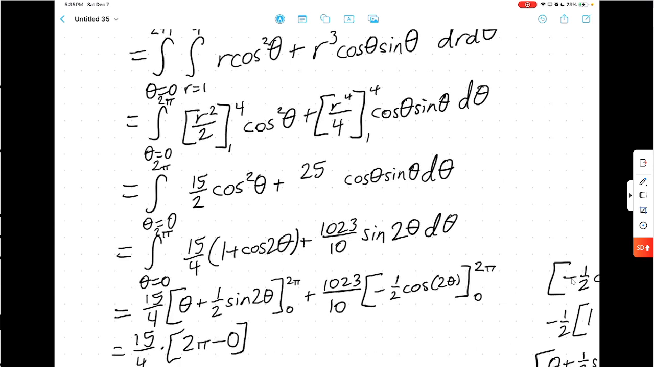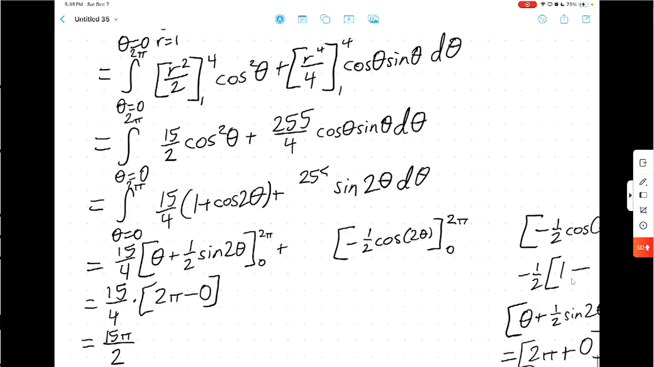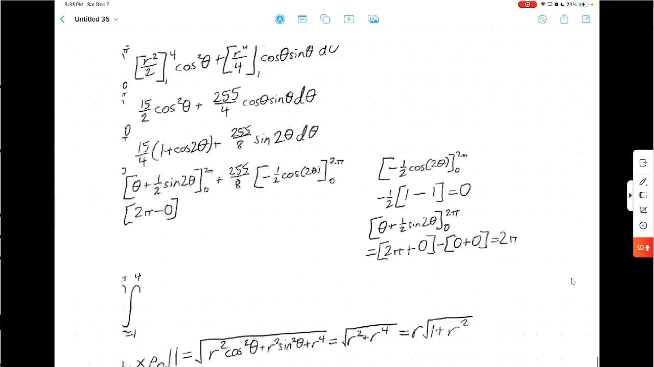This is 255 over 4. Yep, and that's going to fix the issue actually. This is 255 over 8, and it will change the answer though. 255 over 8. And that still goes to 0, so that's gone.